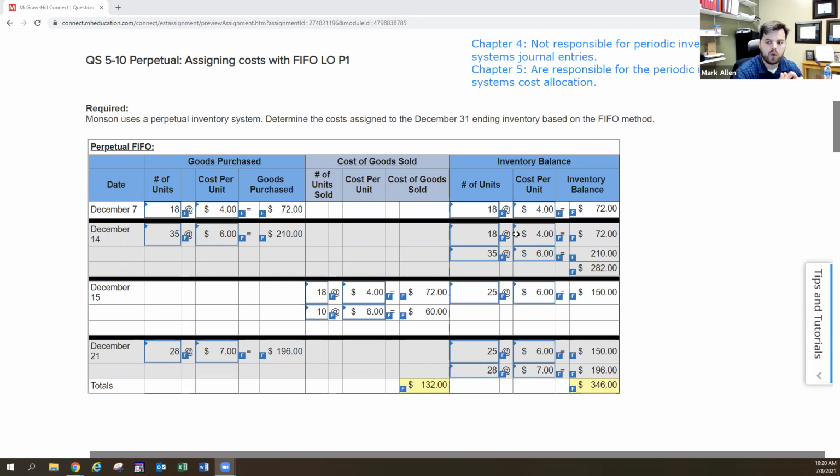Versus in chapter 4, it's a whole other set of journal entries with way more accounts. It's got a lot more complexity. It's a lot of additional work to learn that in chapter 4. So in this intro class, you're not required to learn the periodic entries, but you do need to know how to do these tables for periodic.